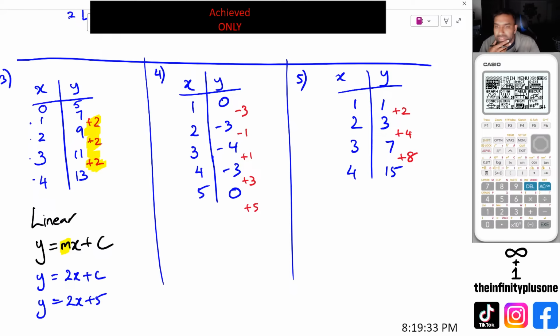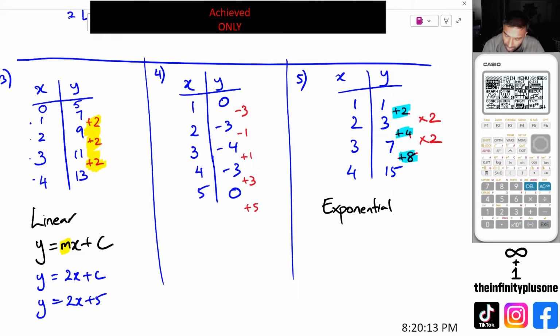Now, looking at the number 5 question there, now we've actually got 2, 4, and 8. So because we've got 2, 4, and 8, what ends up happening is, hang on, let me just grab this quickly. So you're looking at these values. The first difference is actually getting multiplied by 2. So the 2 is getting multiplied by 2 to get to 4, and then 4 times 2 is 8. That means this equation here is actually an exponential one.